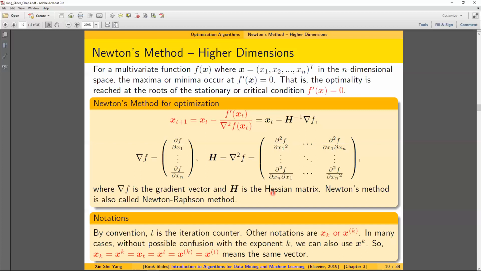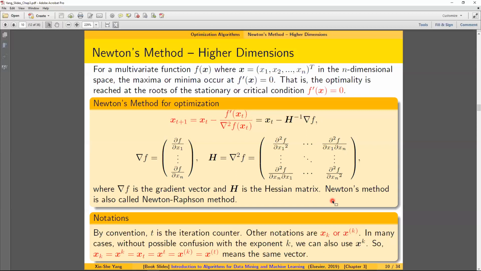And then this Hessian matrix inverse, so you can see that xt plus 1 is xt minus the Hessian matrix inverse times the first order partial derivative. So this method is now called the Newton-Raphson method. By convention, t is the iteration counter, and earlier we used k as well.